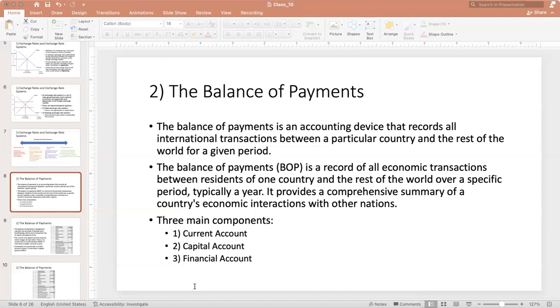The balance of payments serves as a vital tool for policymakers and economists to assess a country's economic performance, financial health, and interaction with the global economy. It provides valuable insights into a nation's trade competitiveness, its ability to attract investment, and its overall external economic position. By analyzing the balance of payments, policymakers can make informed decisions about trade policies, exchange rate management, and capital flow regulations. Economists can utilize this data to evaluate the sustainability of a country's economic policies and identify potential vulnerabilities in its external position.